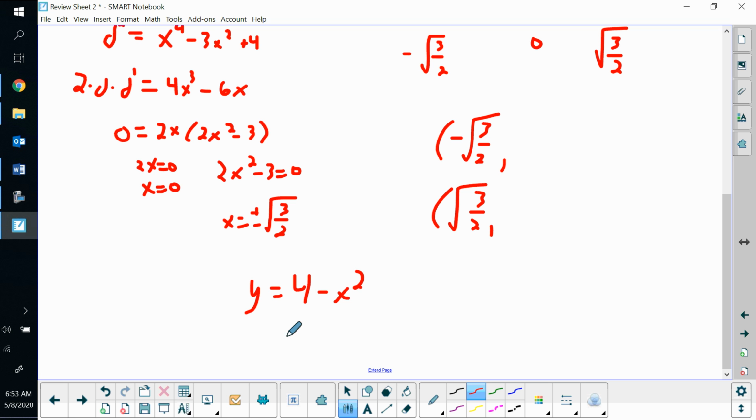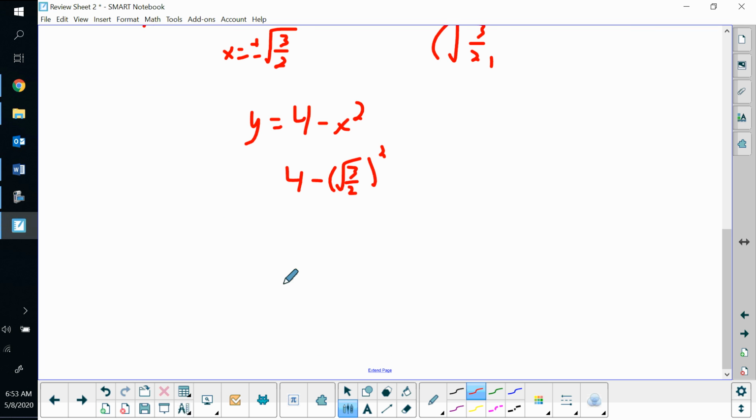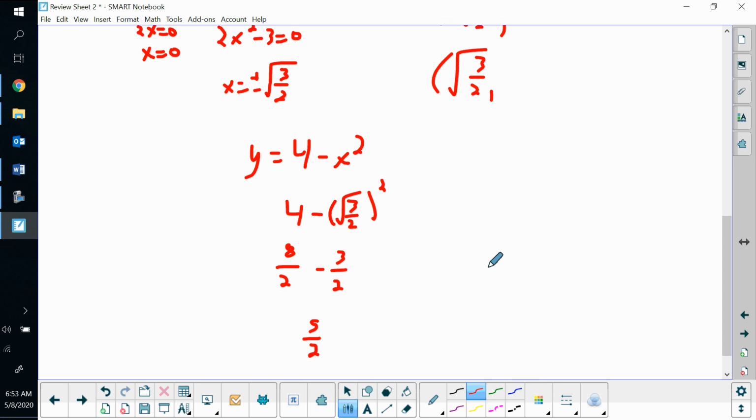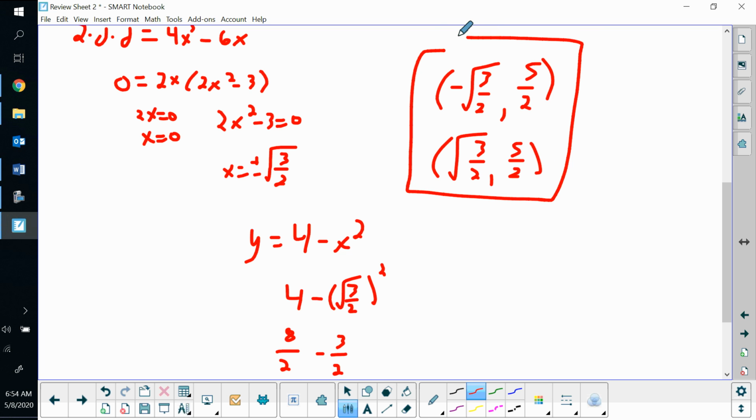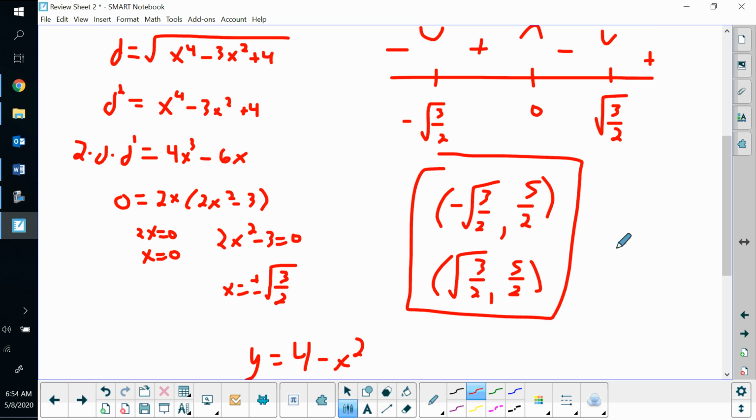Because of the squared, we're going to get the same thing for both of them. So I'm just going to sub in the positive version. If we square the square root, we'll get 3 halves. So I'm going to rewrite 4 as 8 halves. 8 halves minus 3 halves is 5 halves. So we would just get 5 halves for our y value of each of these. And these are the points that would be closest to the point 0, 2 on our graph.